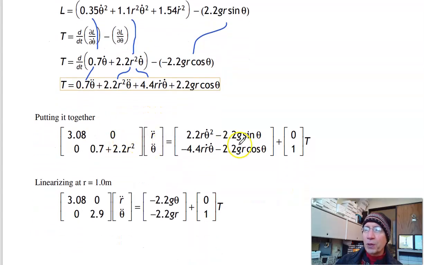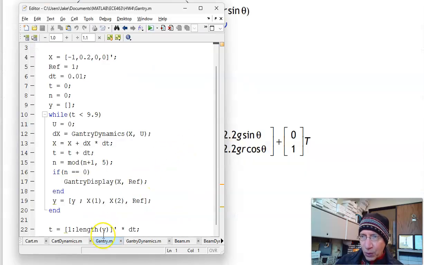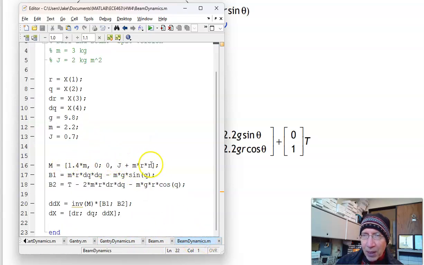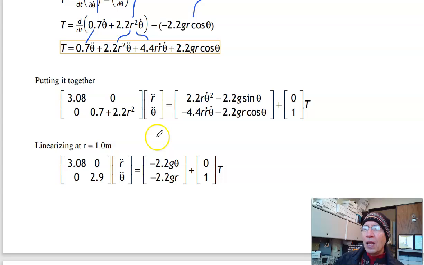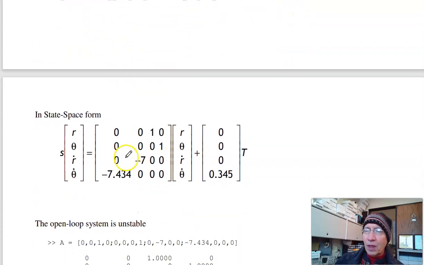Put that in matrix form. This is what's used in animation. So over here, when I get the beam dynamics, this is the mass matrix. Here's everybody else in the torque. The inverse of mass times that gives acceleration. If the length is about 1 meter, take the inverse, I get these dynamics.